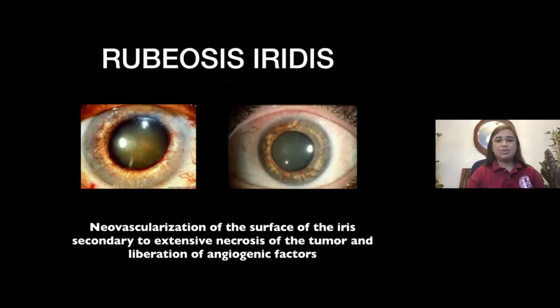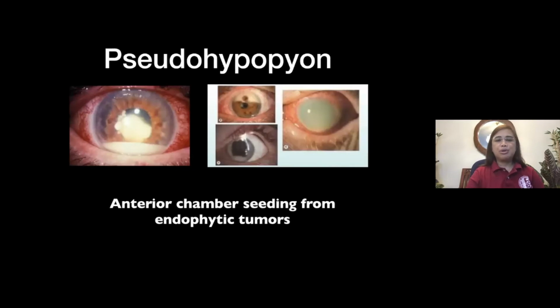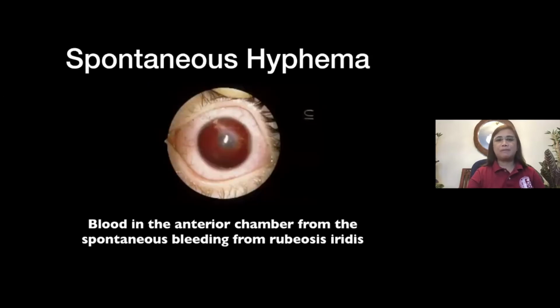This is secondary to neovascularization of the surface of the iris, secondary to extensive necrosis of the tumor and liberation of angiogenic factors. Pseudohypopyon, or the anterior chamber seeding from endophytic tumors, can also be a presentation of retinoblastoma. Spontaneous hyphema is the presence of blood in the anterior chamber from the spontaneous bleeding from rubeosis iridis.